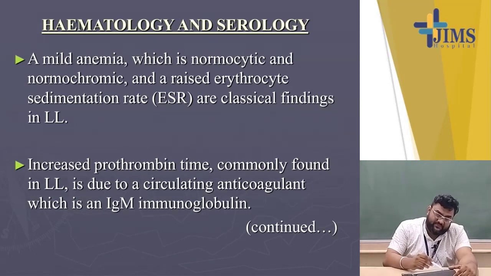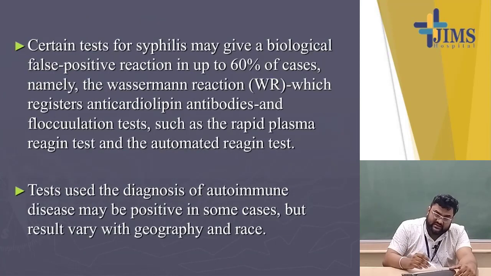So this is not important. We can have mild anemia, and we have increased prothrombin time. The serological test of syphilis can show false positive, and tests used for the identification of autoimmune disease can be positive in some cases.